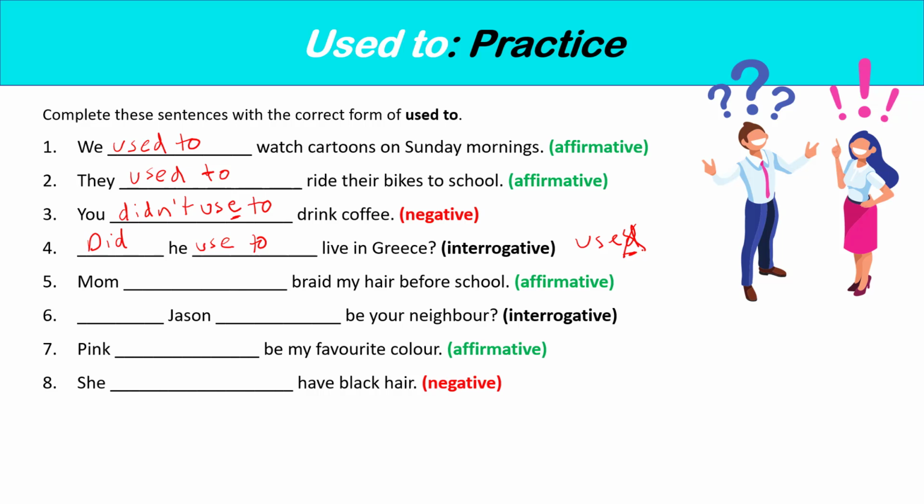Number 5, Mom used to braid my hair before school. Number 6, did Jason use to be your neighbor? Number 7, pink used to be my favorite color. So in the past, pink was my favorite color. And finally, number 8, she didn't use to have black hair.